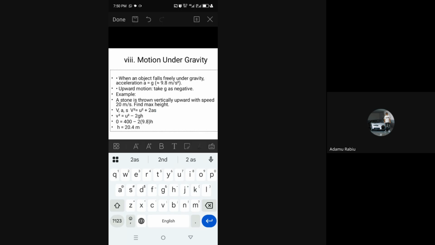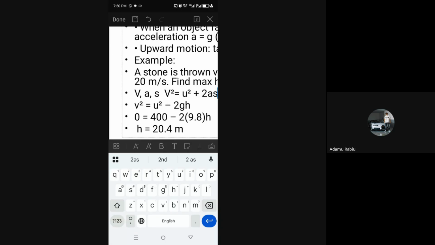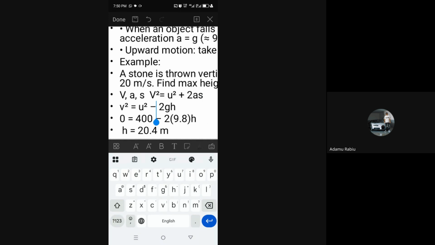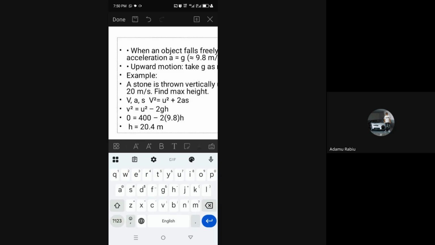Now, why is this one negative? If you look at the formula here, g is negative because the motion is going against gravity. If it is coming down, if it's an object that is falling, for instance, it would have been plus. But if it is going against gravity, it will be negative. Please don't forget that. And I explained that at maximum height, final velocity equals 0.